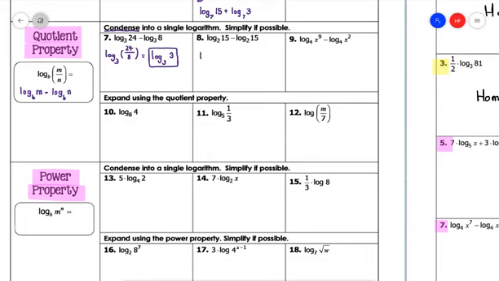Number 8, they both have a base of 2. 15 over 15, which would be log base 2 of 1. And one of the important properties when we have log base anything of 1, log base b of 1 equals 0.